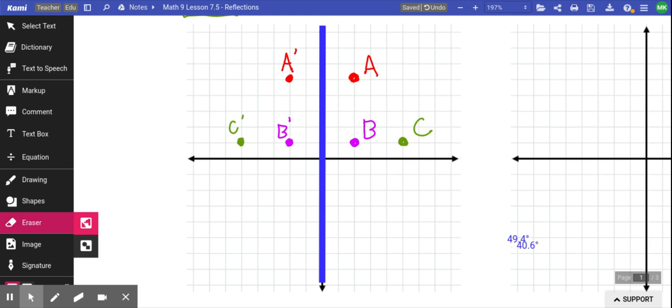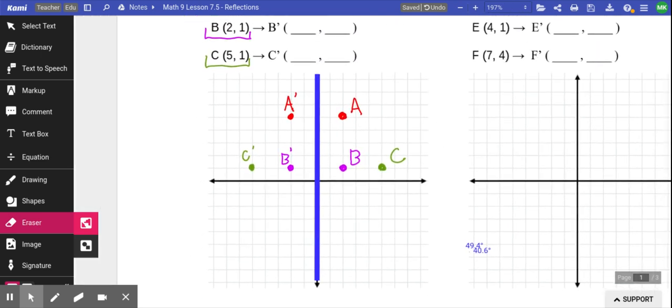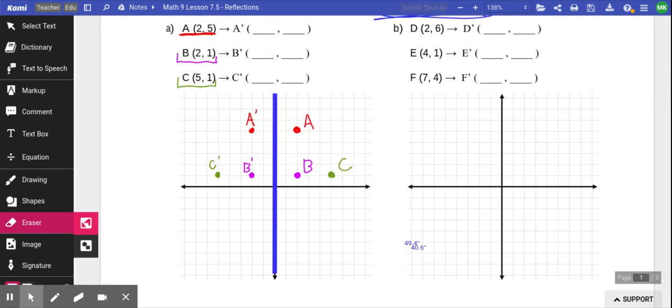That's the best way, I think, to do reflections: with a picture, with images, because it's kind of clear-cut. It's easy to count. It's the best way in my opinion. Sometimes you don't have pictures. Sometimes you just have points. So if we want to see what kind of rule we can create with points, we're going to look at our points and see how they've changed.